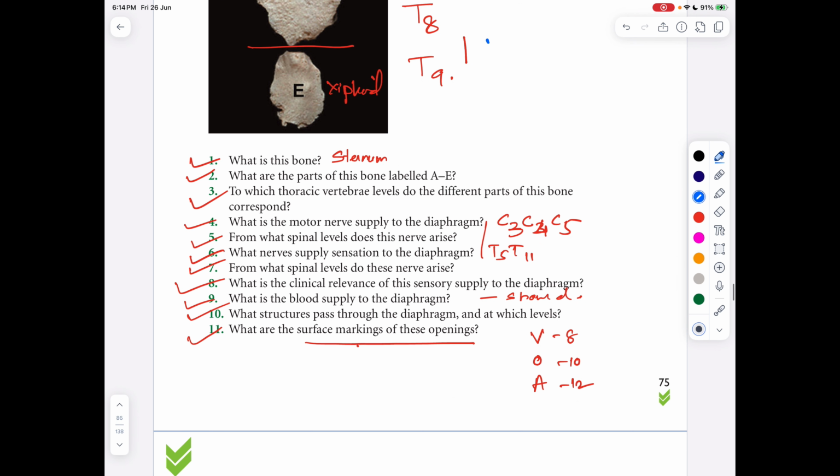What is the motor supply of the diaphragm? C3, 4, 5, the diaphragm lives alive. What spinal root does the nerve arise from? C3, 4, 5. What is the nerve supply of the diaphragm? C3, 4, 5. What nerve supplies sensation to the diaphragm? The intercostal muscles are supplied by T5 to T11. From what spinal levels do these nerves arise? T5 to T11.